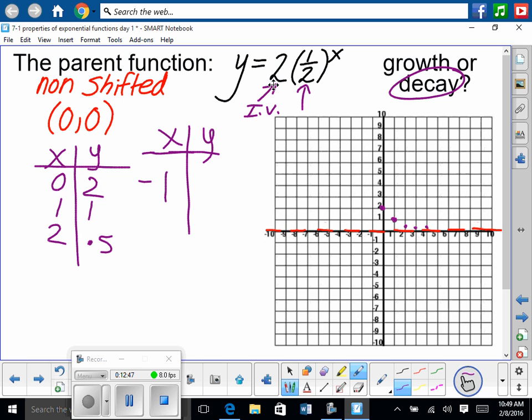What did you get when you get -1? 4. So we're going to -1 up to 4. Plug in -2. You get 8. Good. Now look, we can draw in our exponential function.